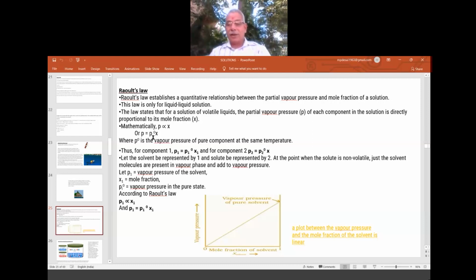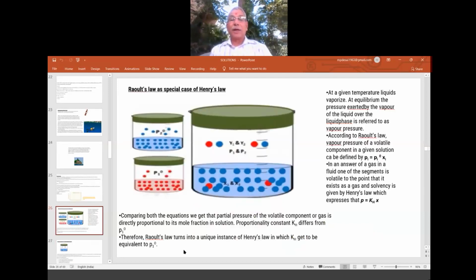And it is a linear equation. If you see the vapor pressure versus the mole fraction, the more the mole fraction, the more the quantity, the more is the vapor. So it is directly proportional, linear. I told you already, Raoult's law becomes Henry's law when the constants become equal.